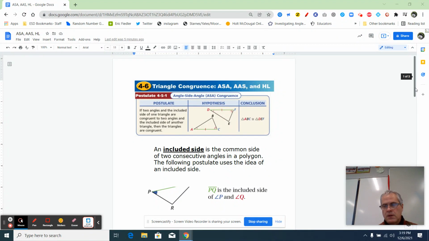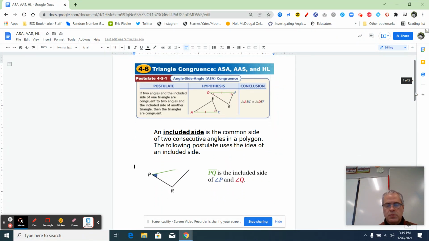Hi, everybody. There are three more ways to prove triangles are congruent. I want to go through those in this video here. Here's the first one that you're looking at. It's called the angle side angle congruence postulate. This one happens to be a postulate.